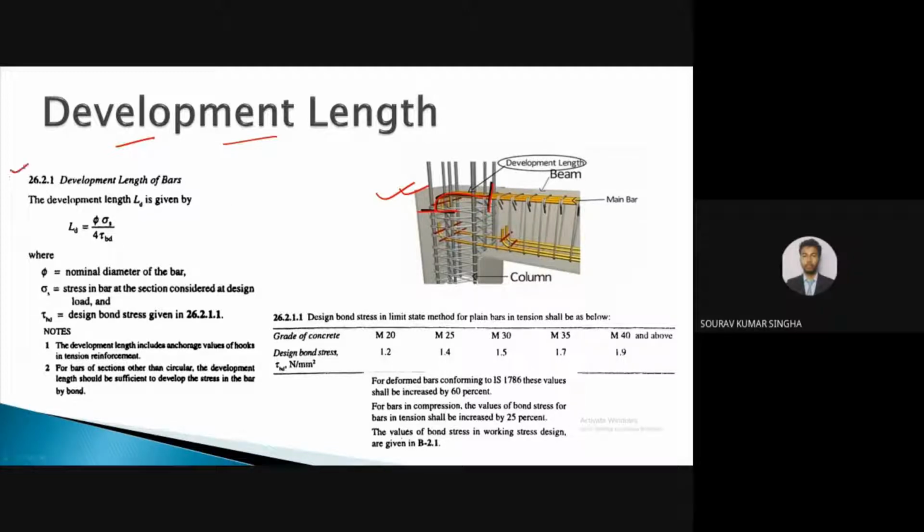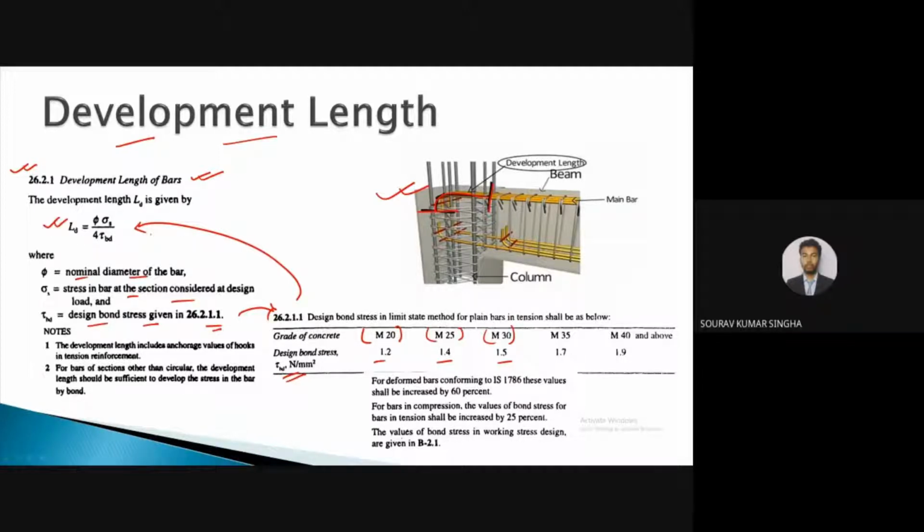As per clause number 26.2.1 in IS 456 2000, you can determine the value by using this formula, where phi is the nominal diameter of the bar, sigma s is the stress in bar at the section considered at design load, and tau BD is the design bond stress given in 26.2.1.1, which I have already inserted over here. As per this clause, the tau BD value can be determined for the grade of the concrete. For the particular grade of concrete, you can see different values of tau BD. In this way you can determine the value of tau BD and put it in this formula, and you can get the value of LD.